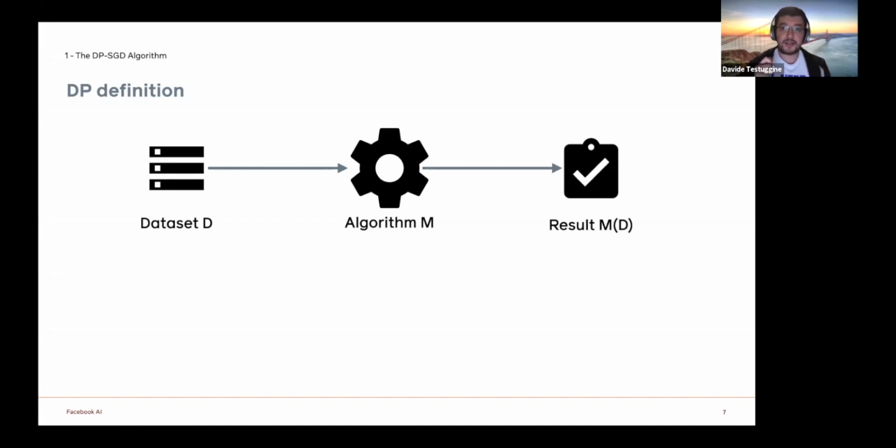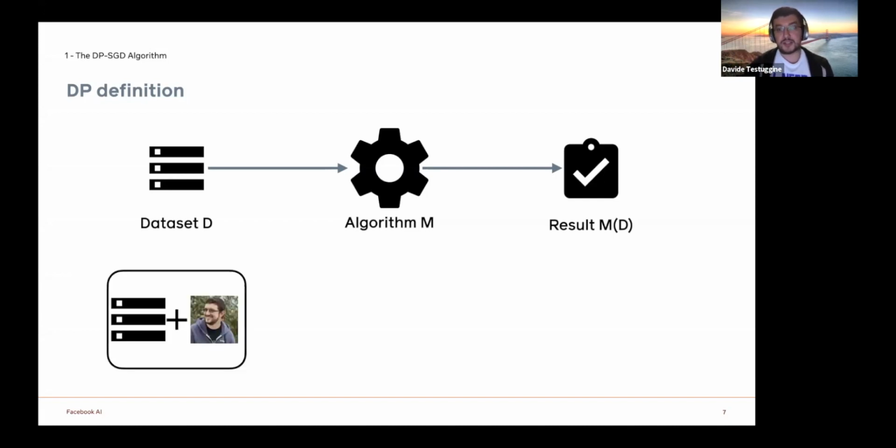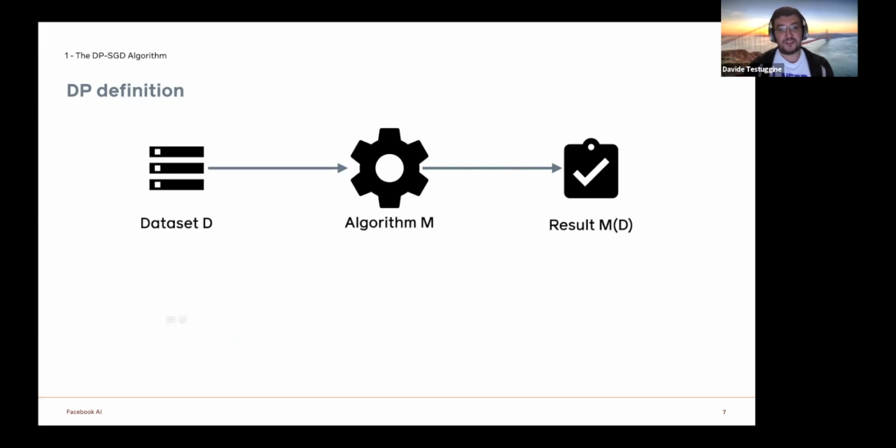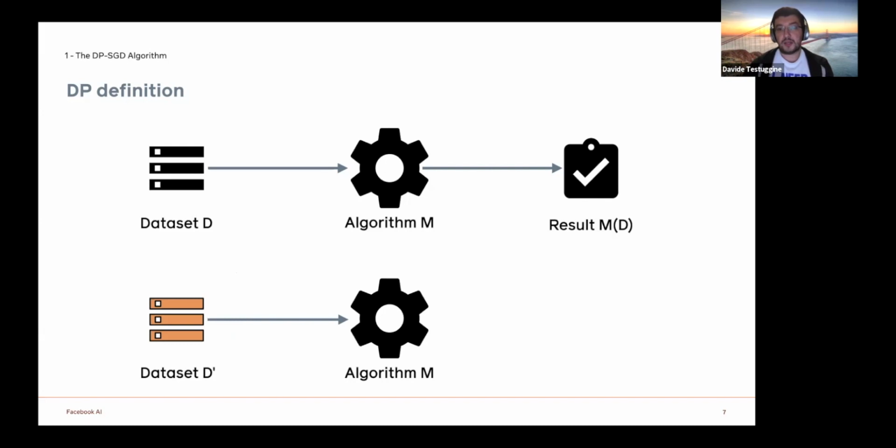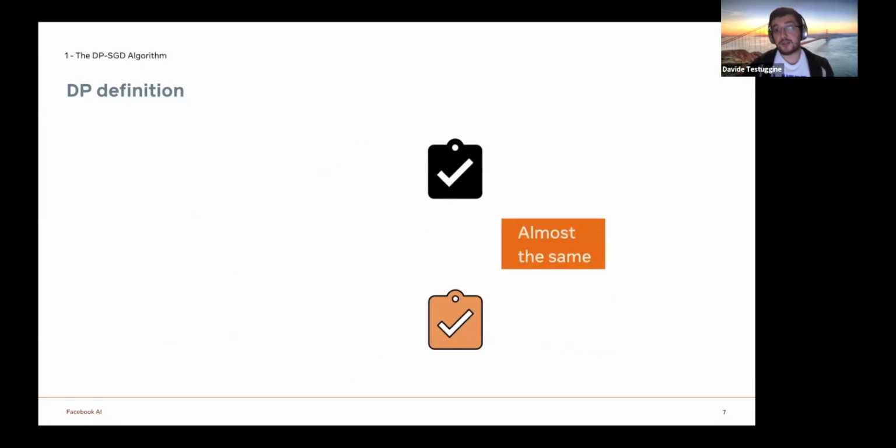Now, the key idea behind differential privacy is to imagine a mental experiment where I take some data set and I construct another data set, which is exactly the same, plus one record, my data, one row of my data. Let's call this data set D prime. This data set will also go through the same algo, and it will produce a different result. All the differential privacy is saying is essentially that these two results should be almost the same.